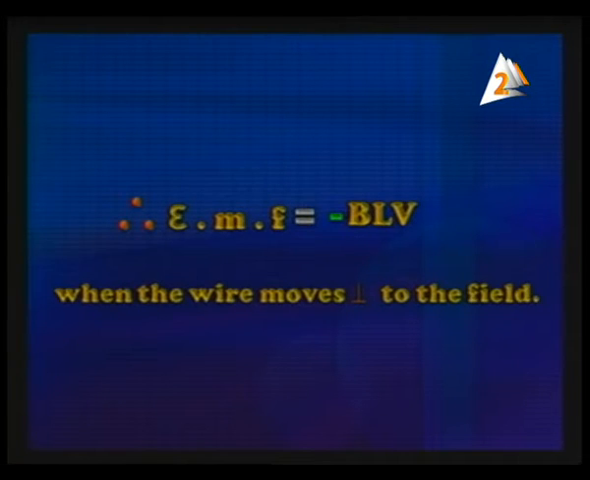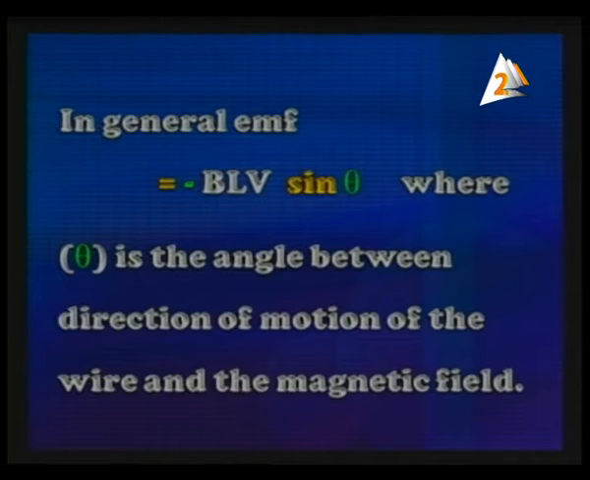In this particular case, the wire moves perpendicular to the field. Your attention: B is the magnetic flux density, L is the length of the wire, V is the velocity with which the wire is moved. In general, EMF is equal to negative BLV sine theta, where theta is the angle between the direction of motion of the wire and the magnetic field.